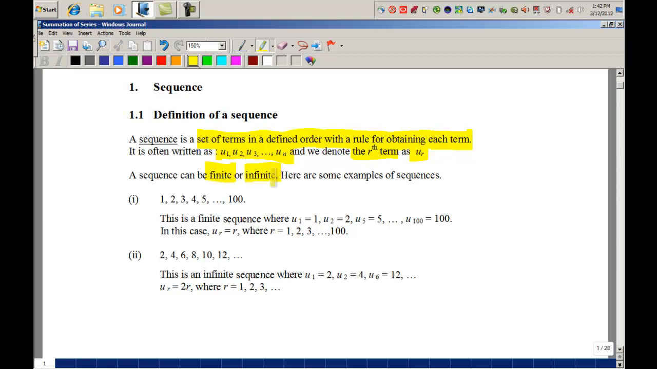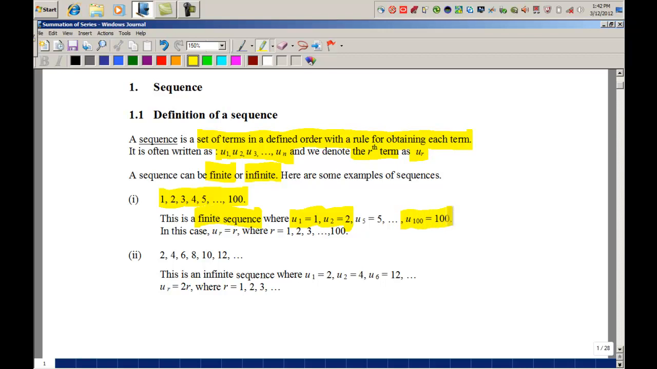A sequence can be finite or infinite. Let's take a look at some examples. In part 1, you see 1, 2, 3, 4, 5, all the way to 100. Now this is a finite sequence with 100 terms. The first term, U1, is equal to 1. Second term, U2, is equal to 2. And all the way until the last term, U100, is 100.